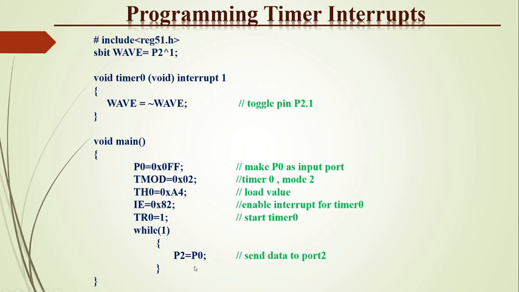Here again it will start getting data from port 0 and giving it to port 2. When the timer rolls over again, it jumps to this vector address and executes the ISR again. This is done by the microcontroller continuously. So it will generate the square wave, as well as get data from port 0 and send it to port 2 continuously.